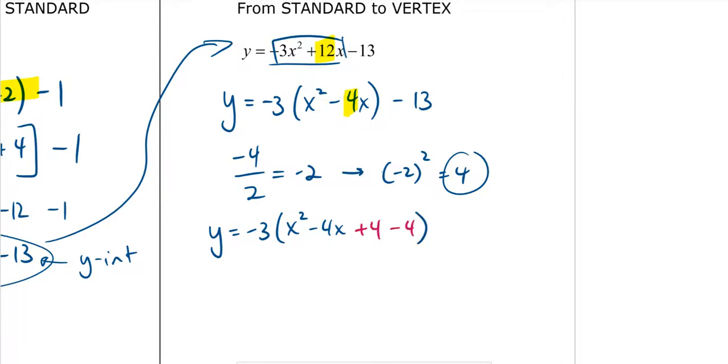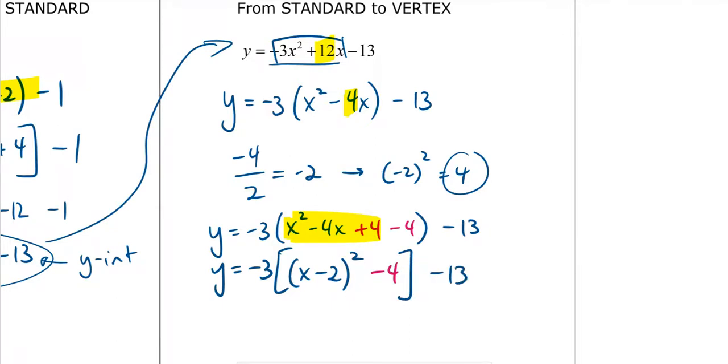The reason why you subtract again is because you want to balance everything. If you added +4, then you turn the equation to something different in value. Right? And then outside the bracket, you're going to have -13. Then recognize that you just created x squared plus -4x plus 4, these three terms here, a perfect square trinomial, which can be factored using the shortcut. So -3, get some square brackets, x minus 2 squared, and then you have your -4 outside, close the square bracket, and then -13 outside the square bracket.